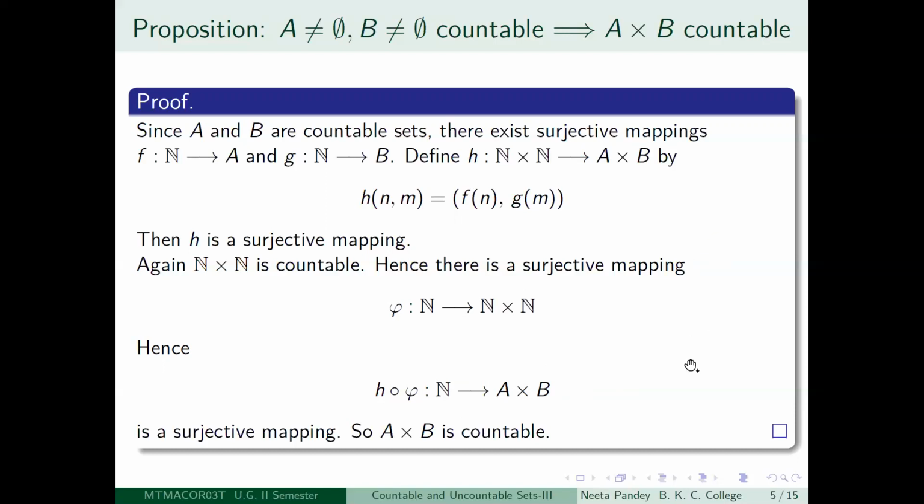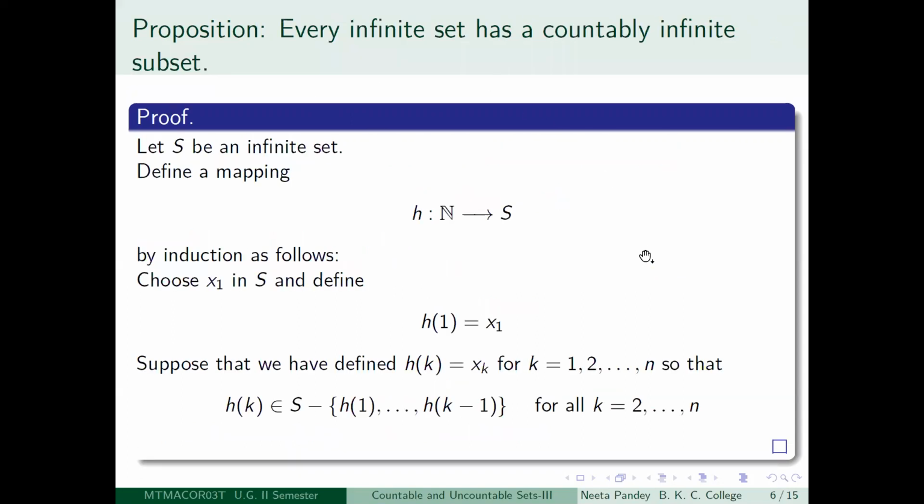So this gives you a very straightforward proof, straightforward in the sense that you are just going on using whatever knowledge you have in hand and logically proceeding to prove the result, that if A and B are non-empty countable sets, then the Cartesian product A cross B is also going to be countable. Okay.